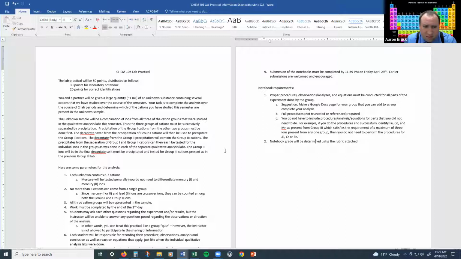Now, here are some parameters. There are multiple unknowns, but each unknown will either have 6 ions in it or it will have 7 ions in it. Very, very narrow range in here.